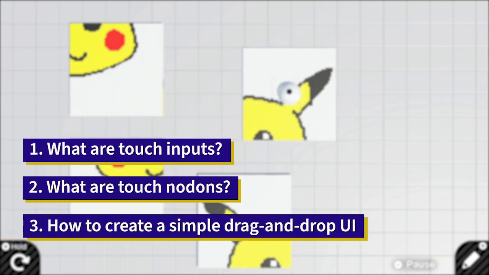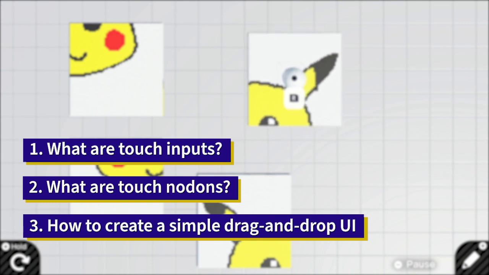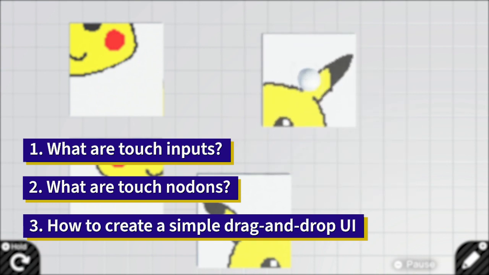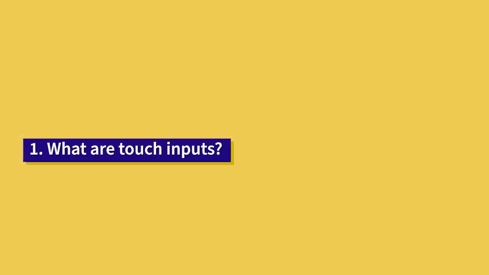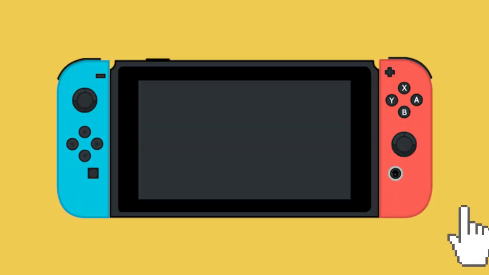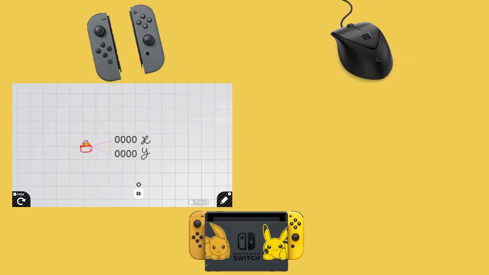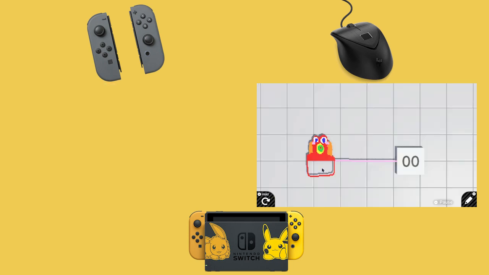Okay, so what you see in this tutorial are what touch inputs nodons are, and how to create a simple drag and drop UI. So first of all, what are the touch inputs? There are multiple ways to activate touch inputs. In the handheld mode, you can activate it by tapping on the screen. In the dock mode, you can either move your Joy-Con around and press R to imitate the tap action, or connect a USB mouse and click on the screen.